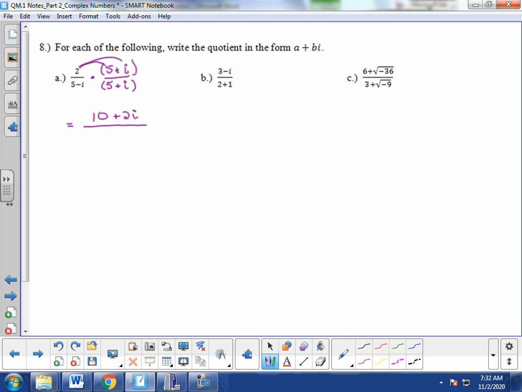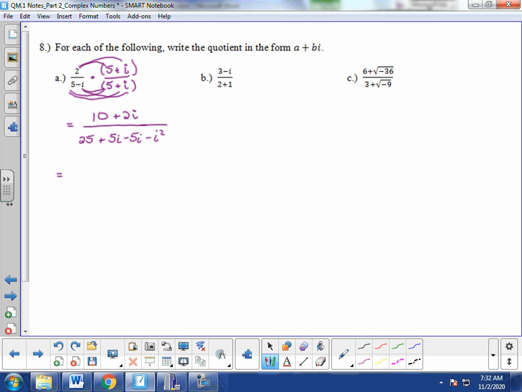In the denominator, I'm going to distribute as well. So this is 5 times 5, which is 25. This is 5 times i, which is positive 5i. Negative i times 5, which is negative 5i. And then negative i times i, which is negative i squared.